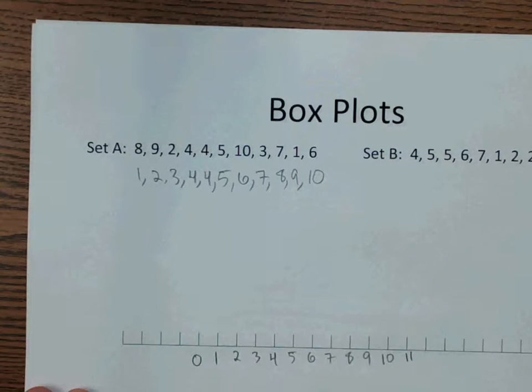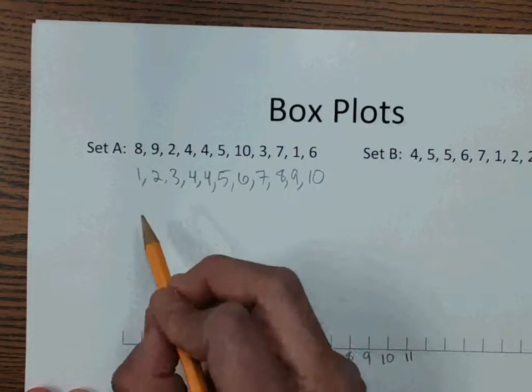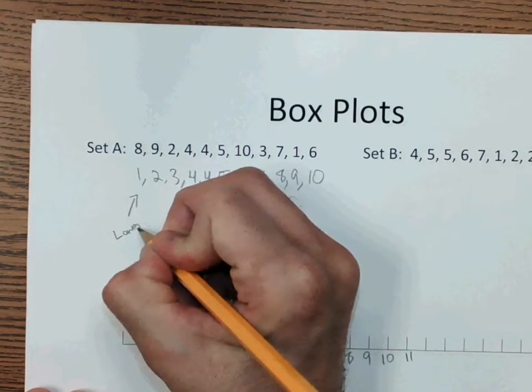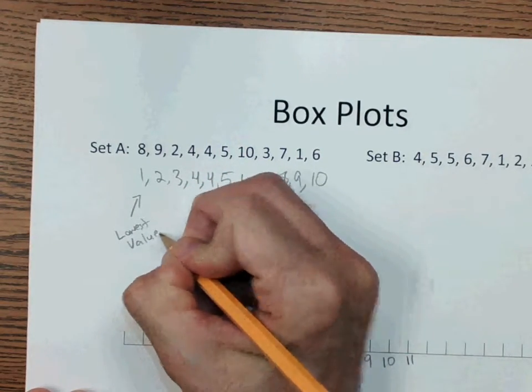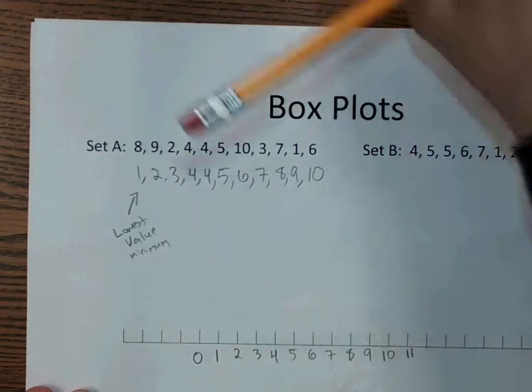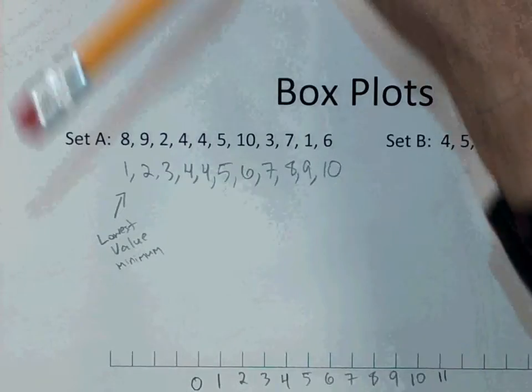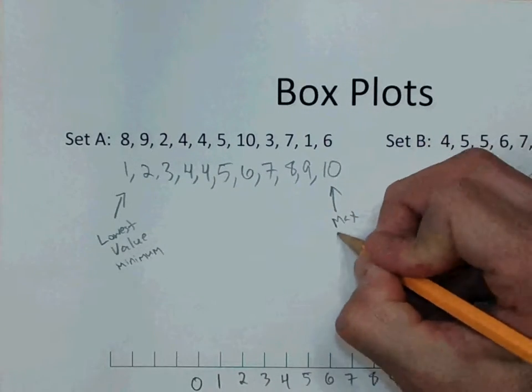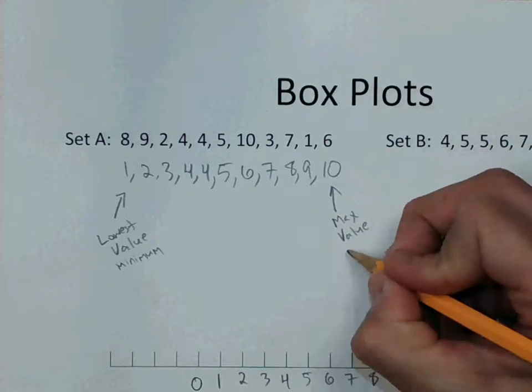Okay, so now we have listed in order of least to greatest. The first thing I like to find are my range, or my maximum and minimum values. That's the lowest value and largest value. So number one, that's going to be my lowest value, or your minimum. The number 10, that's going to be my max value, or greatest value.